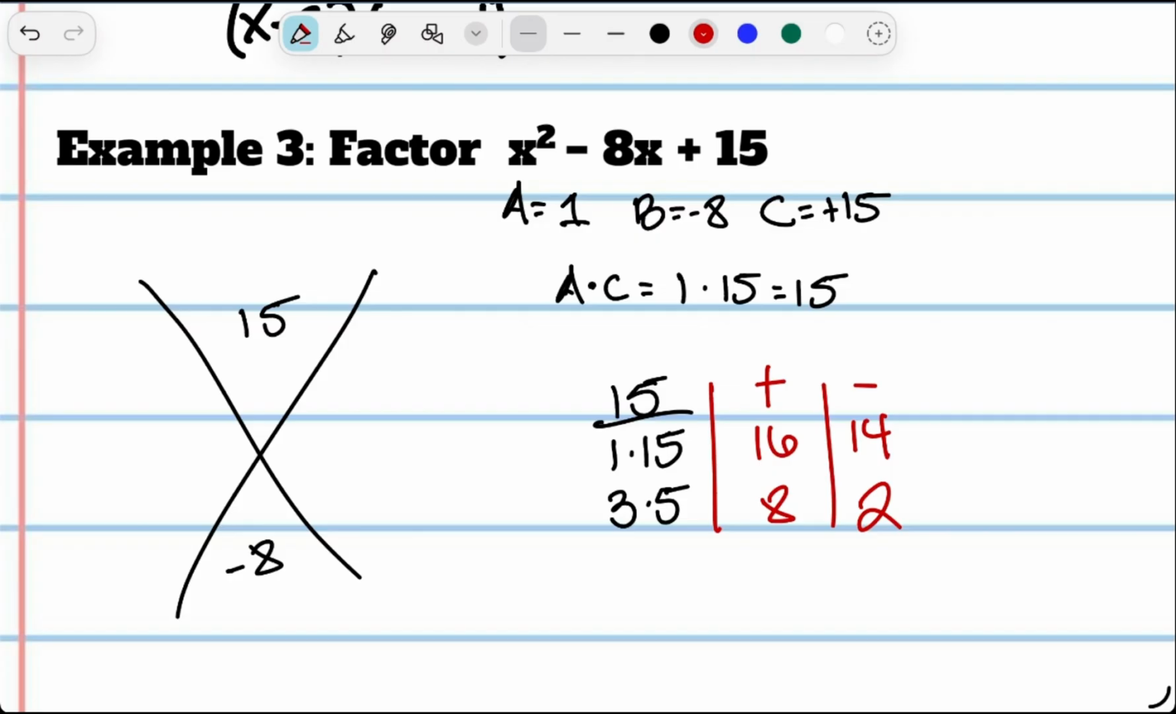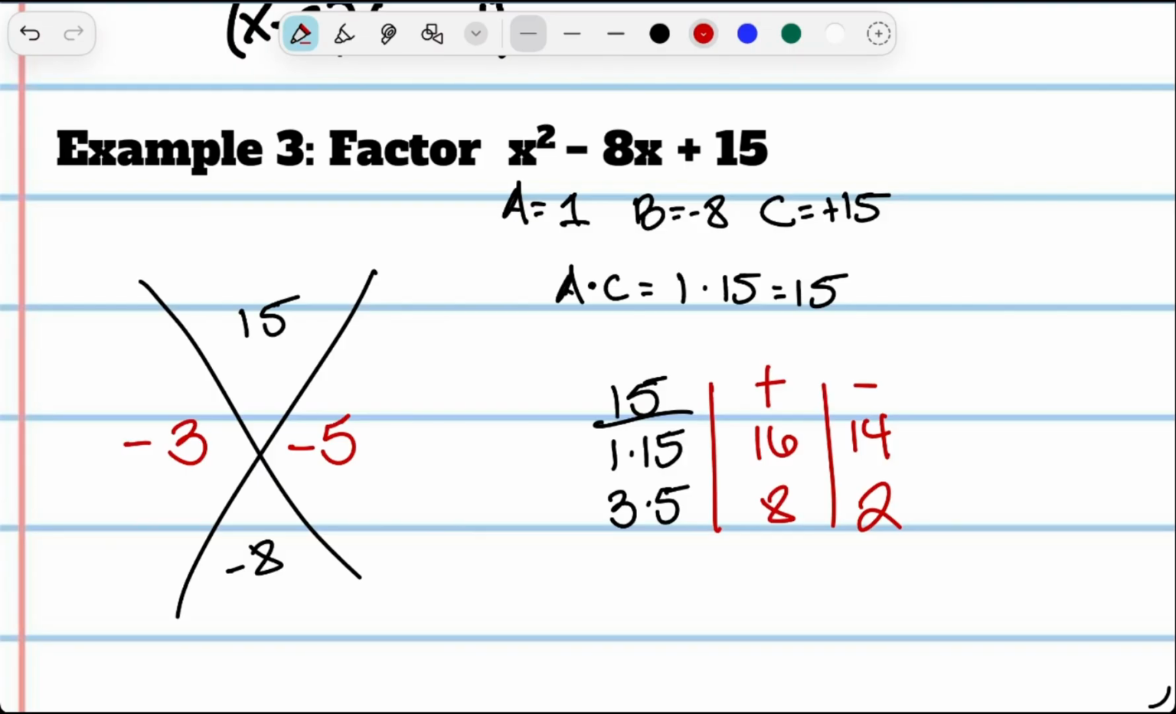So I'm going to put my 3 and my 5 here on the sides of my X. Now I have to remember that I need a +15. But it also has to add or subtract to give me a -8. So now this part here is a little tricky because you got to make sure your signs are right. In this case, because the top number is positive and the bottom number is negative, my two factors will be negative. Because if I multiply -3 times -5, that's +15. But if I add -3 and -5, that's -8.